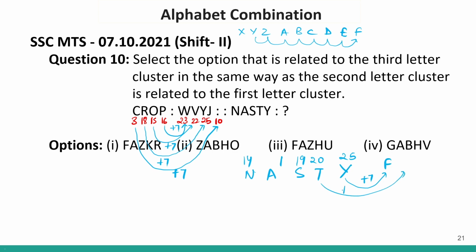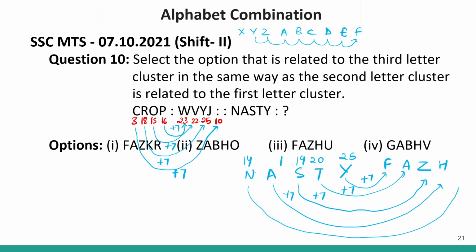Then if I move 7 positions forward from T, I will get 26 plus 1, I will get A, right? Then if I move 7 positions forward from S, I will get 26, which is Z. Then if I move 7 positions forward from A, I will get 8, which is H. And if I move 7 positions forward from N, I will get 21, which is U. So we have 6, 1, Z is 26, 8 and U, which is 21. So my missing element will be FAZHU. And in which option is FAZHU given? Option number 3. So option number 3 would be the correct answer to this question.